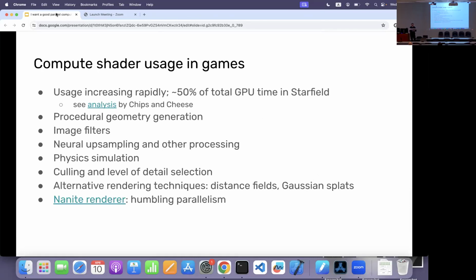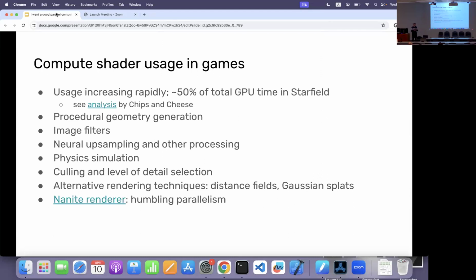The kind of core computer graphics use of these things is culling. A lot of the triangles you don't need to render, so why don't you recognize those early in compute before you send them down? And then there's a lot of alternative rendering techniques that are not based on triangles. So there's distance fields, there's Gaussian splats, and those all work really well in compute.